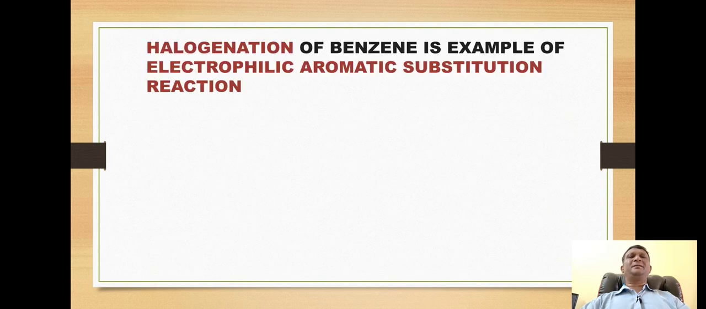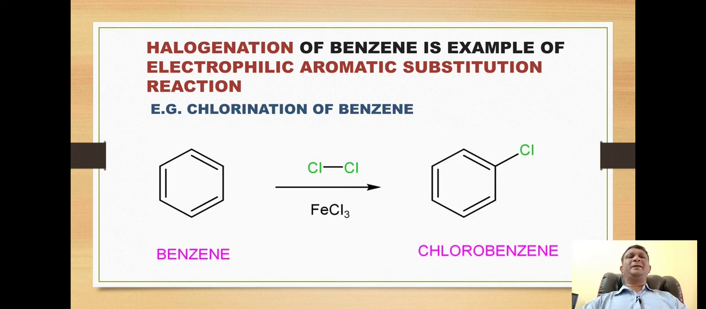Halogenation of benzene is an example of electrophilic aromatic substitution reaction, because the reaction is taking place on the benzene ring, which is an example of an aromatic ring. Here one of the hydrogens of the benzene ring, as H plus, is substituted with the halonium ion. That's why the reaction is called electrophilic aromatic substitution reaction, because both the H plus and the halonium ion are examples of electrophiles.